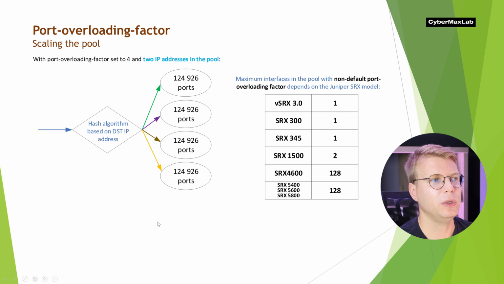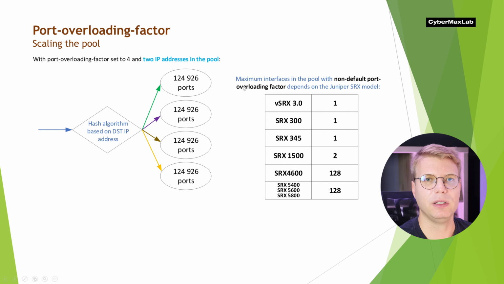Basically what can be done, if you increase the pool size to 2 addresses from 1, you increase the available port density, right? 2 times, up to 124,000. And it basically will be in every subpool. Increase will be in every subpool, which is great. But there is a catch.